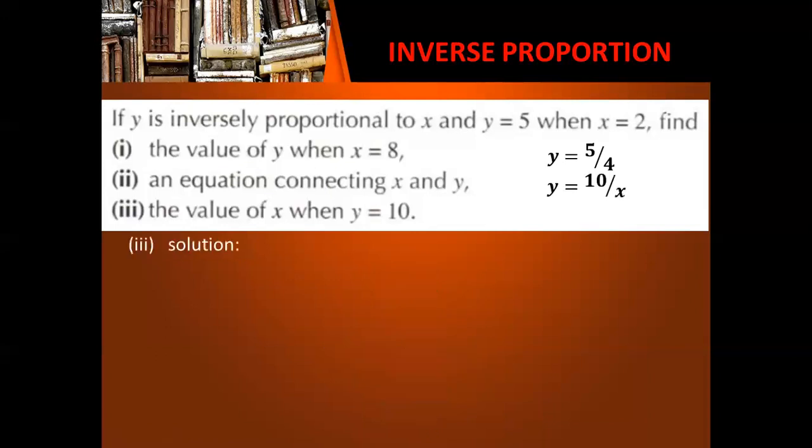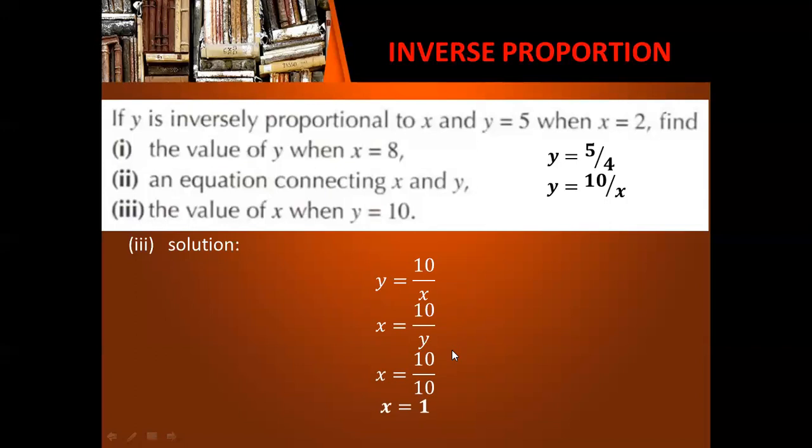For the last question, the value of x when y is equal to 10, we will be using the equation that we obtained in the second question. But since we are asked for the value of x, we isolate x, giving us x is equal to 10 over y. Then substitute the given value of y, which gives us x is equal to 1.